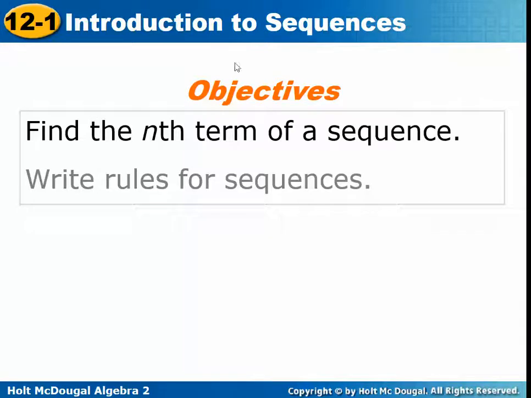Hello, this is Ms. DB, and today we're going to start Chapter 12 on sequences and series, and our first lesson is just an introduction to sequences. We're going to do this assignment in two parts. Our first part is going to be focusing on finding the nth term of a sequence. In our second part, we'll work on writing rules for those sequences.